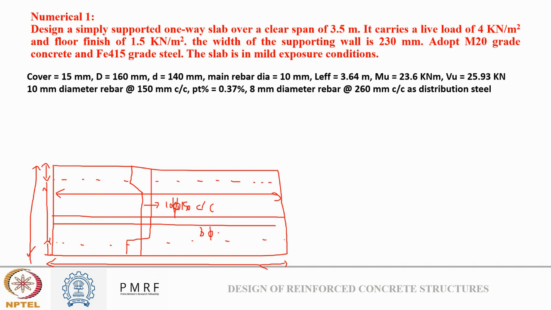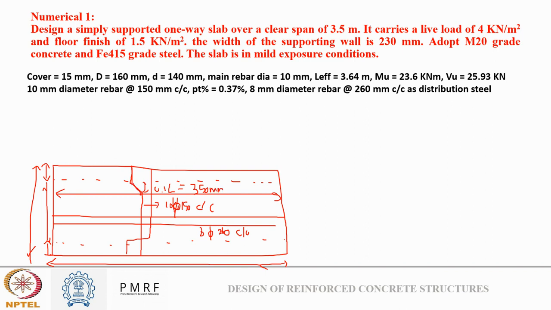And this is the distribution reinforcement, how it is running: 8 mm dia at 260 c/c. And how much should this distance be for bending, from near the support where you need to bend? It is 0.1 l. This is something that is mentioned in the code. So 0.1 l is nothing but 0.1 times 3500, so it is 350 mm.